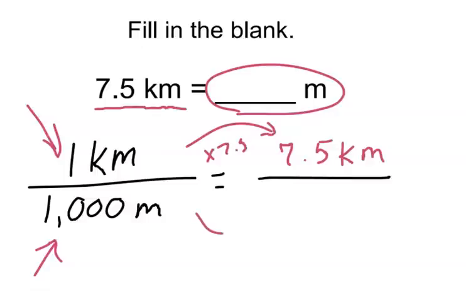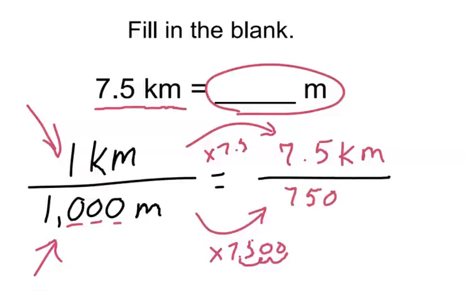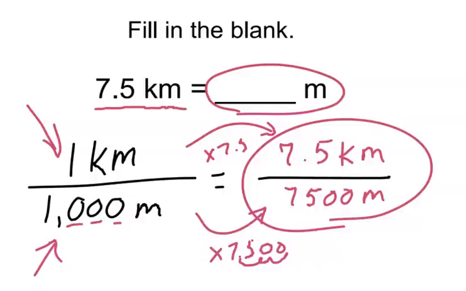Okay, so what would you do with the 1,000 times 7.5? Okay, and if you did that, you basically know that you're going to move the decimal over 3 places. Boom, boom, boom, which makes it 7,500 meters. All right, so there you go. 7.5 kilometers is 7,500 meters.